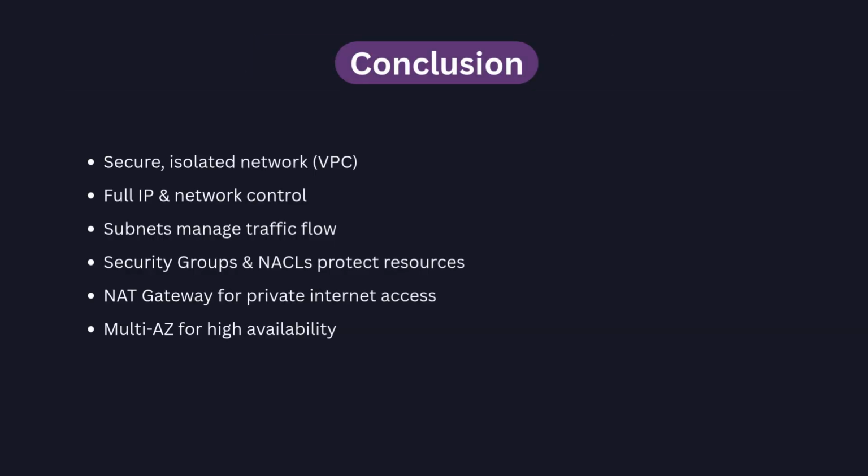Conclusion. To conclude, Amazon Virtual Private Cloud is the foundation of secure and scalable AWS architecture. It allows you to build isolated networks, control IP ranges, and manage traffic flow between resources. Subnets and routing define how communication happens inside and outside the network, while security groups and NACLs provide layered security. NAT Gateway enables controlled internet access for private resources, and production VPC design ensures high availability, security, and proper segmentation across multiple availability zones.